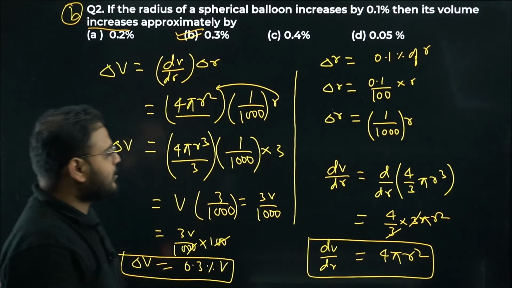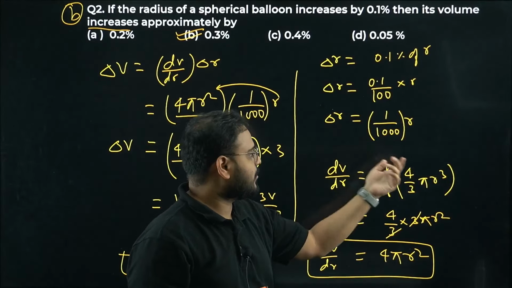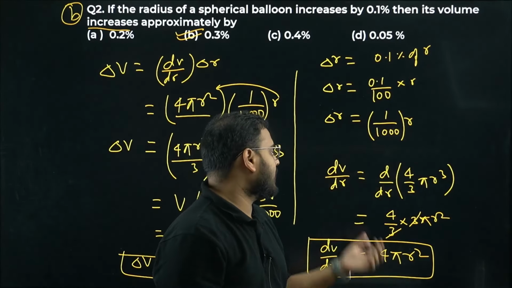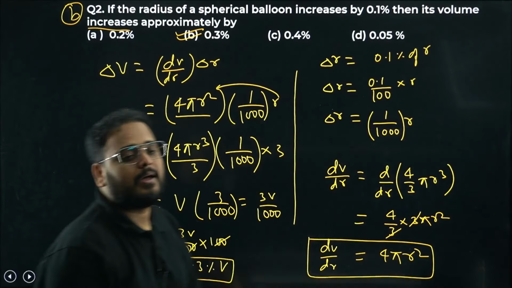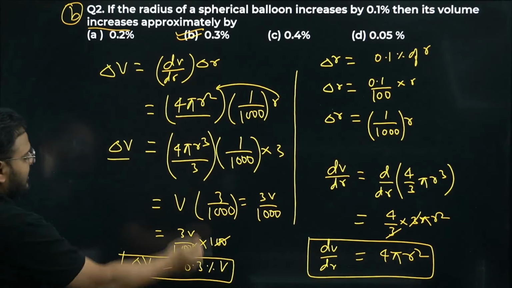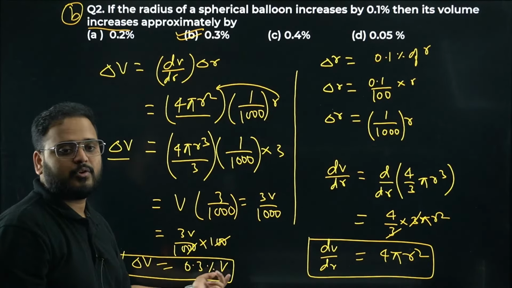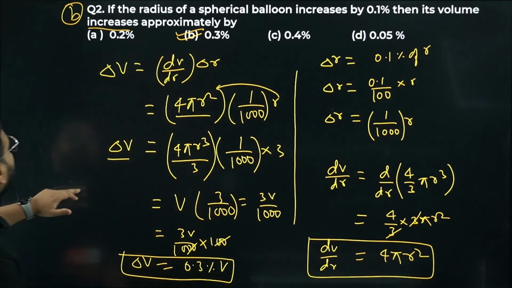First you got the value of delta r, the change in the radius, in terms of the original radius r, and you found dv by dr as 4 pi r square. Later you used this formula for delta v, and that came as 0.3% of V, the original volume V. Okay, let's move on to question number 3.